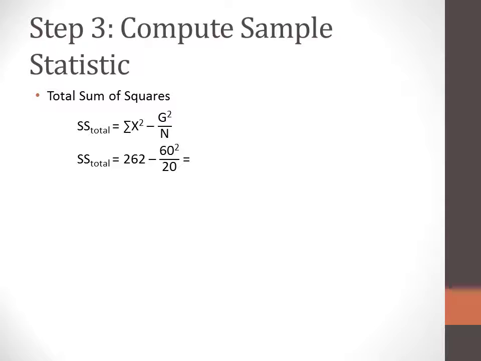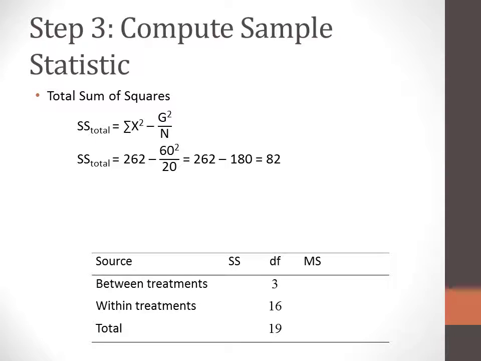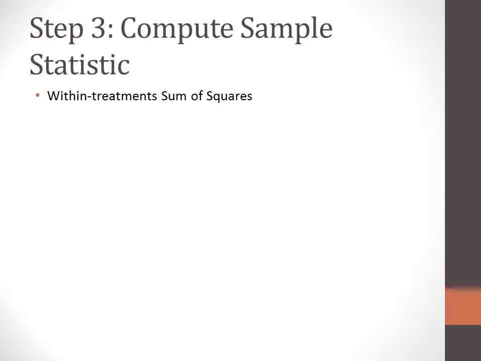And so now I've taken those values and plugged them into the formula and solved. I got 82 for my sums of squares total. And hopefully you got the same value. So let's place that value into the source table. And now let's compute our next sums of squares.